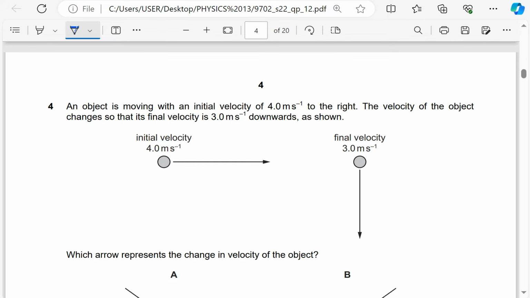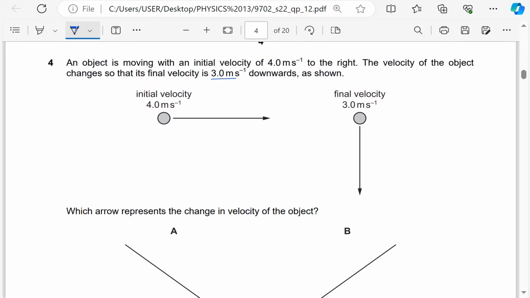An object is moving with an initial velocity 4 meters per second to the right. The velocity of the object changes so that its final velocity is 3 meters per second downwards. So the velocity changes so that the resultant is 3 meters per second downwards. Okay, that is the final or the resultant velocity. Which arrow represents the change in the velocity of the object?